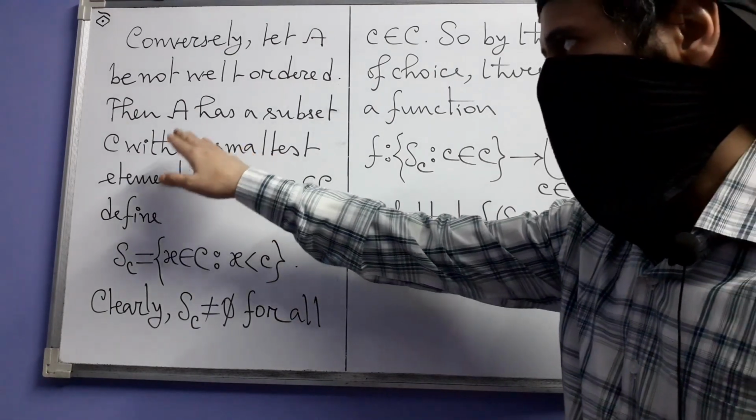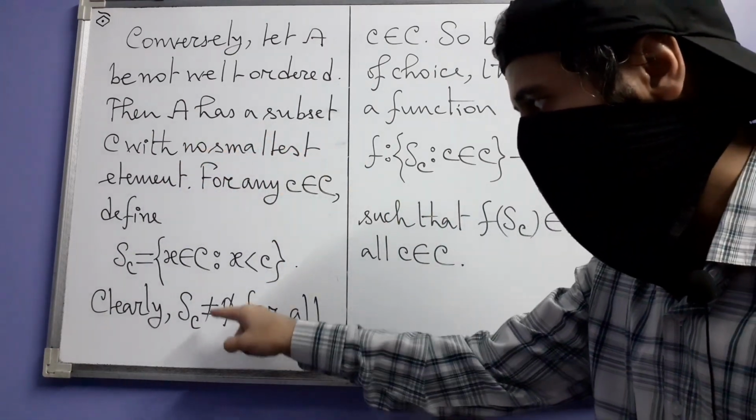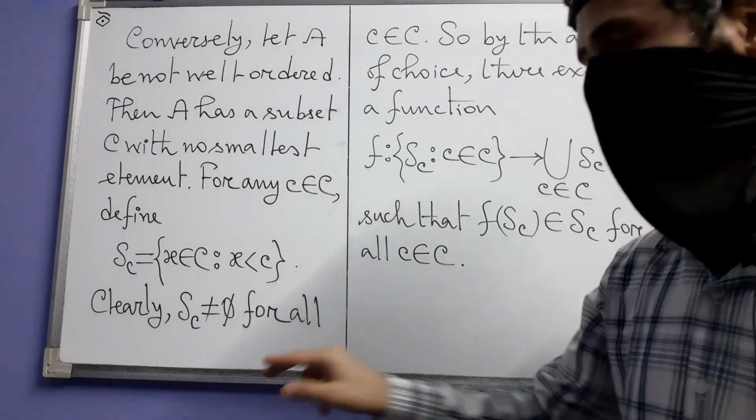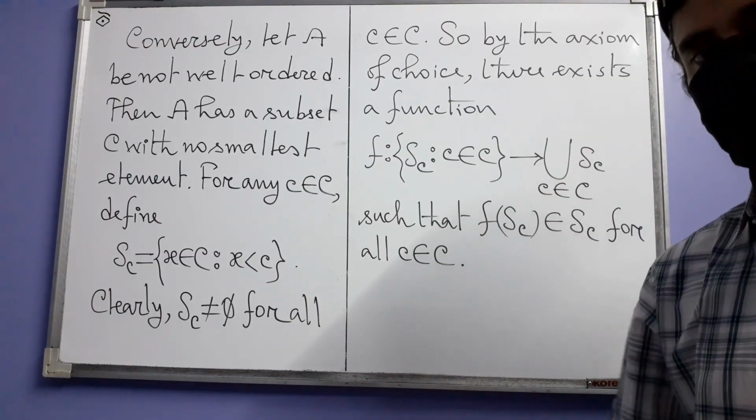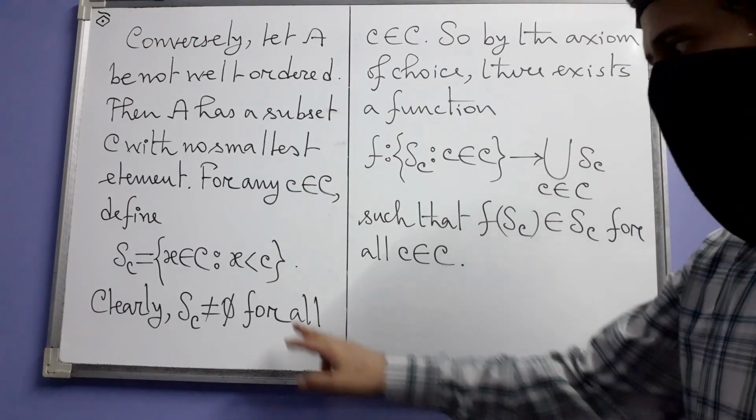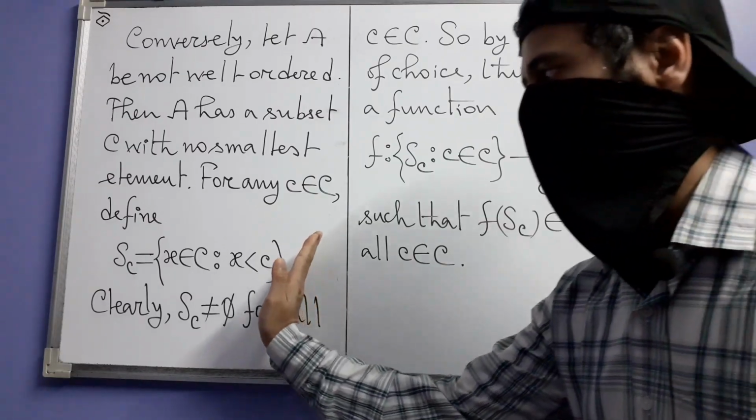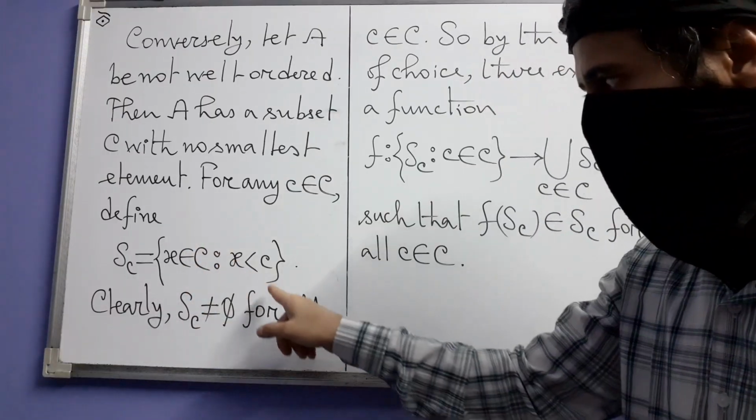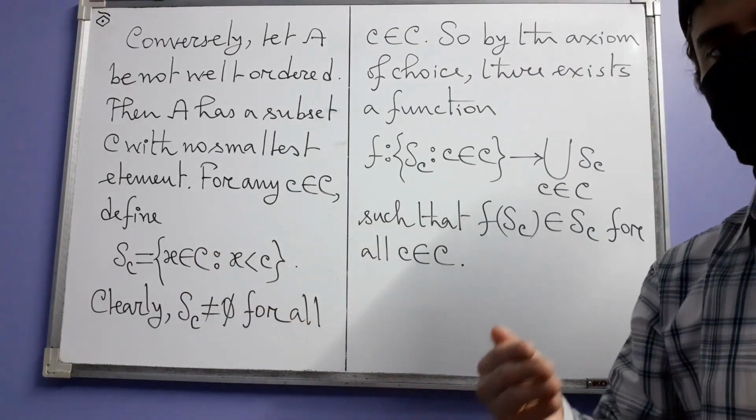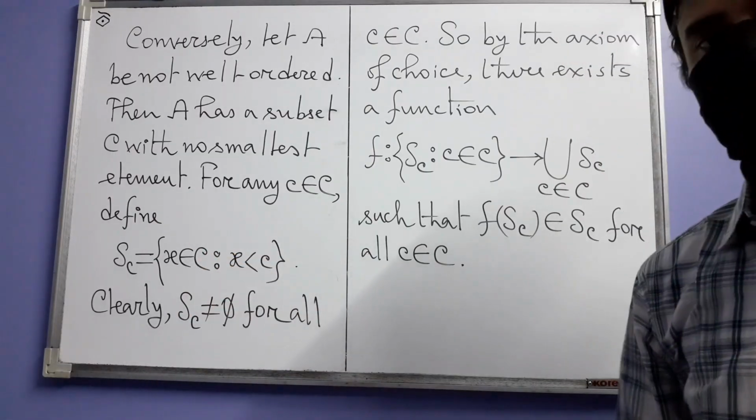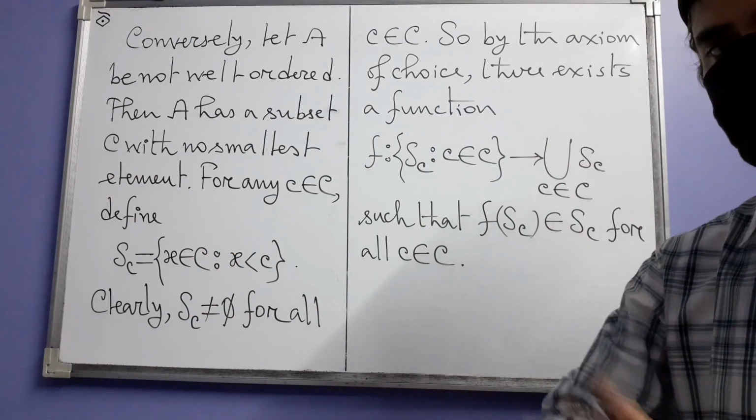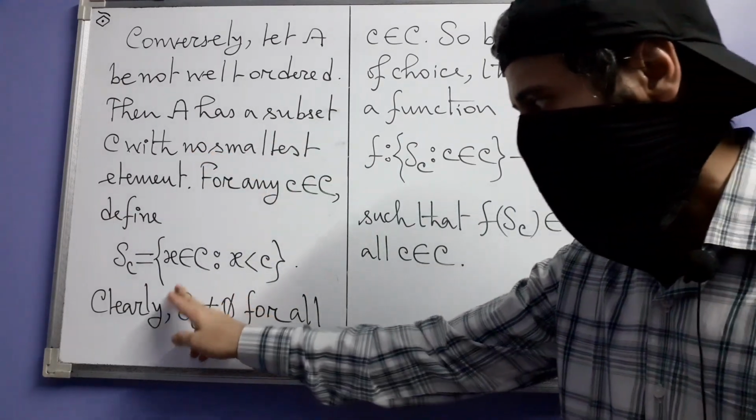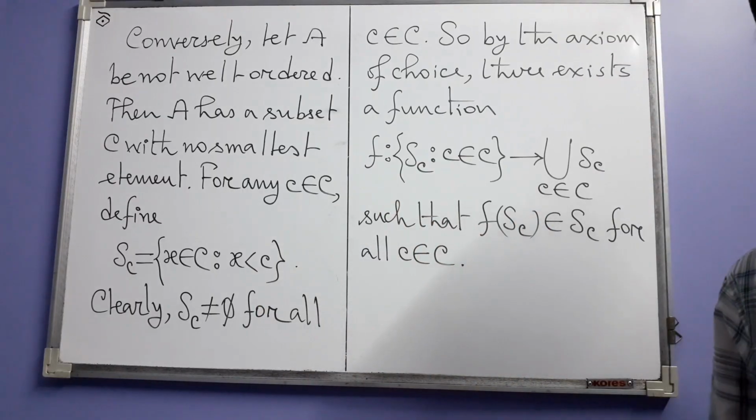Now, the fact that C has no smallest element makes each such SC non-empty. Why? Suppose SC is empty for some element C. What will then happen? Then on that side of C there is nothing. Nothing where? Nothing in this C. But then that makes that C the smallest element of capital C, which is what capital C does not have according to our choice of C. And that is why each such SC has to be a non-empty set.